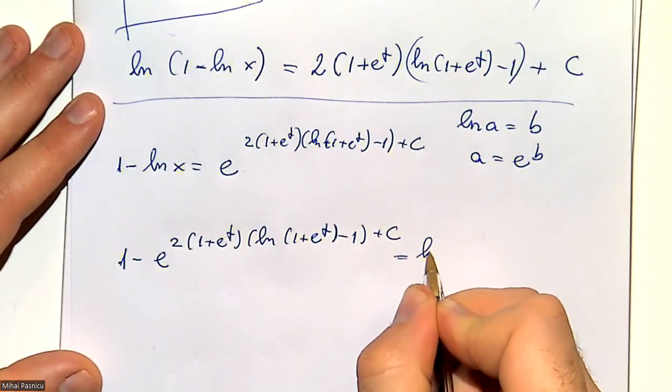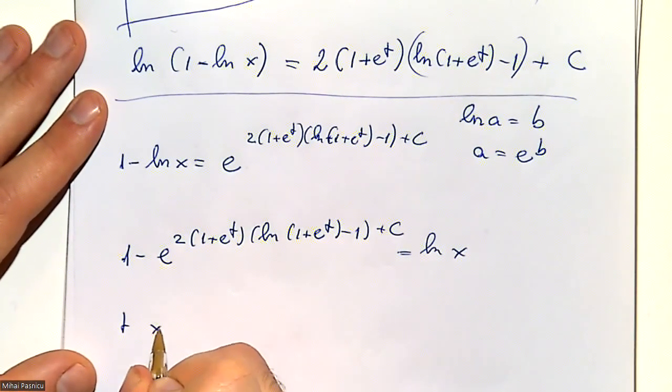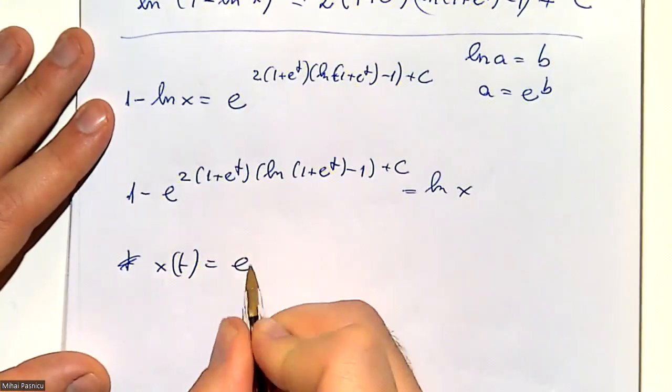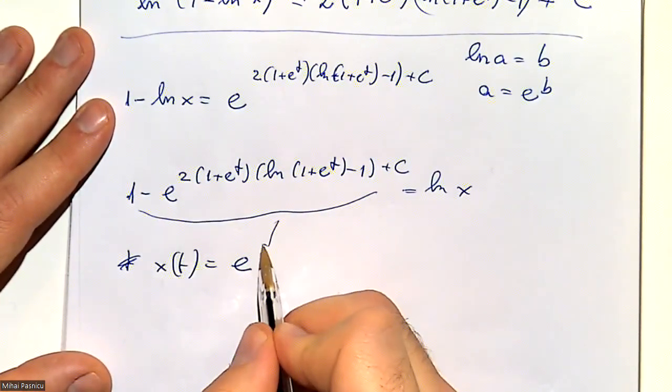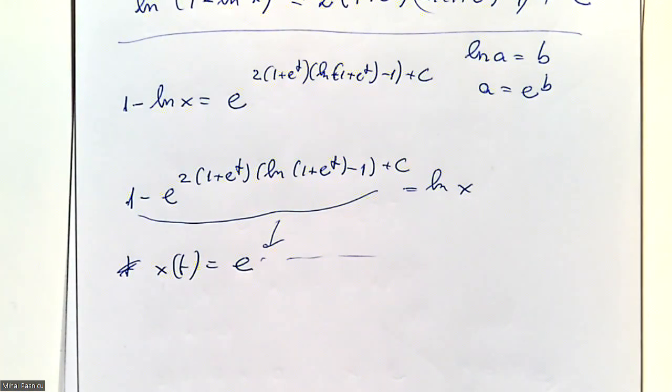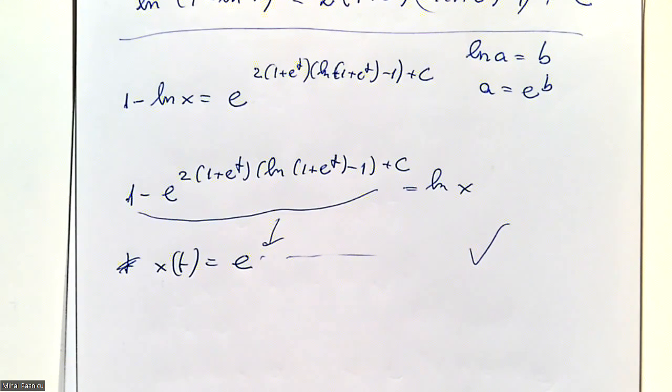Plus constant is equal to ln of x, and then x of t is just equal to e to the power of this thing here, okay? And you're done. And I didn't need to compute any integral. Any questions on this? And then I'll address the question that I got there.